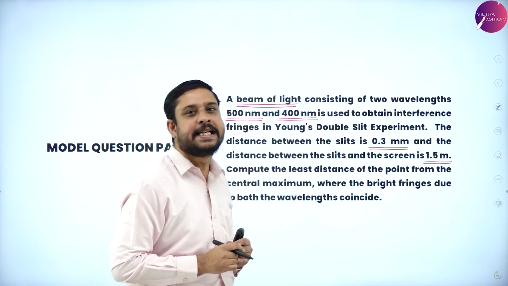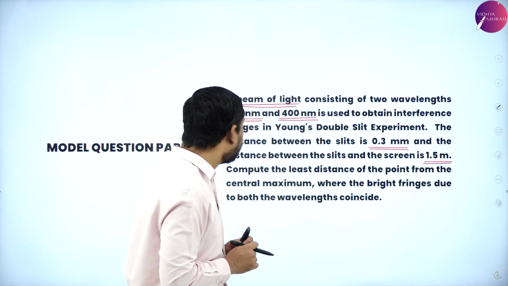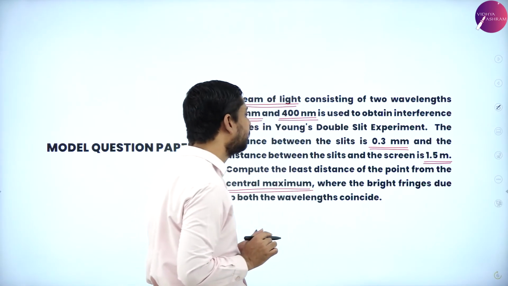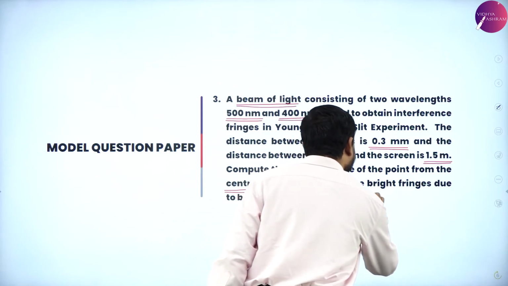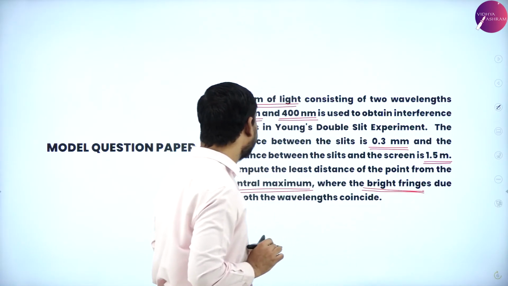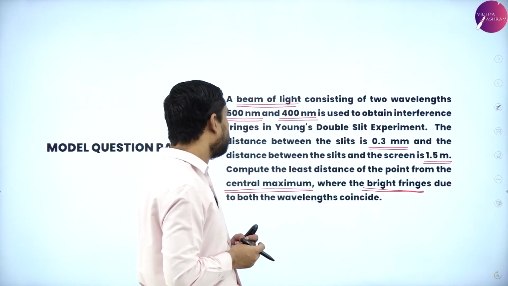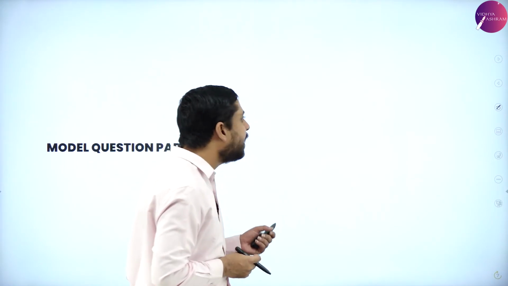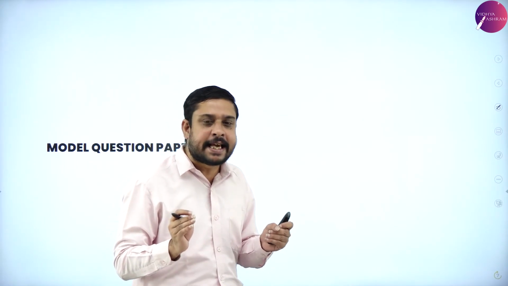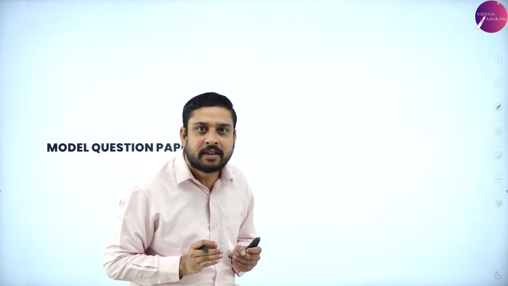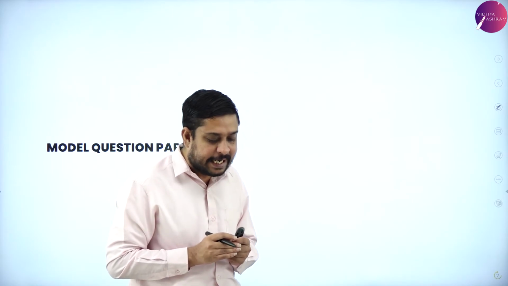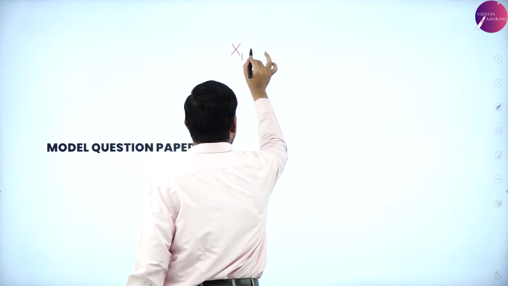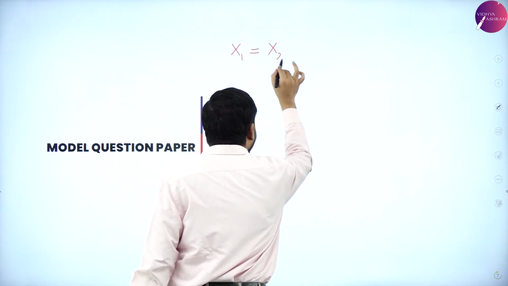Compute the least distance of the point from the central maximum where the bright fringes due to both wavelengths coincide. So very clearly, he is saying this is a case of bright fringes getting formed. So we have x1 is equal to x2.